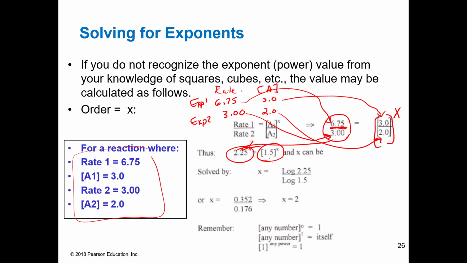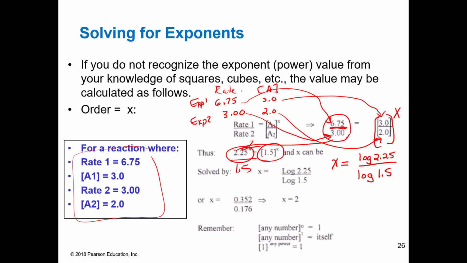So that was that second part. And so the way you solve for x is you have to take the log of both. So you would have x would equal the log of 2.25 divided by the log of 1.5. Okay, because you're doing 2.25 divided by 1.5, right?